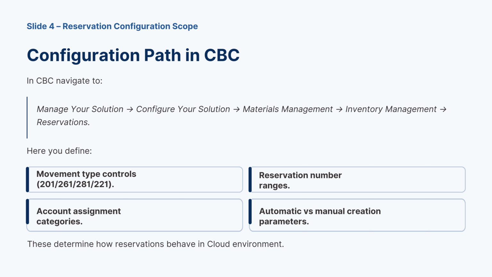Reservation configuration scope. Let's begin with reservation configuration. In CBC, navigate to Manage your solution, Configure your solution, Materials management, Inventory management, Reservations. Here you define movement type control, number ranges, account assignment categories, and whether reservations can be created manually or automatically. These controls define how reservation documents behave within your tenant.